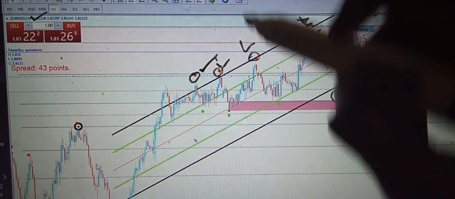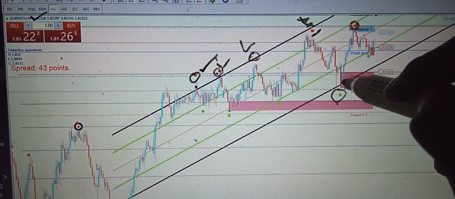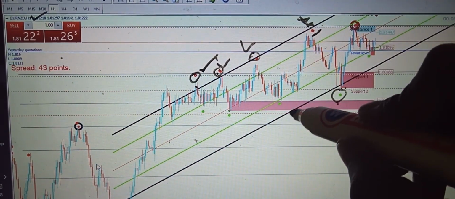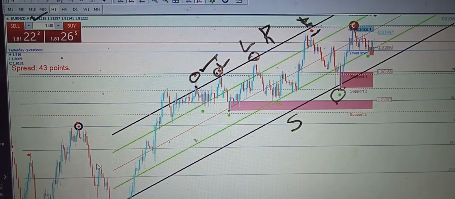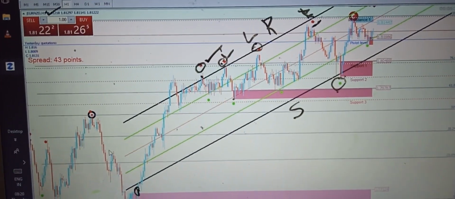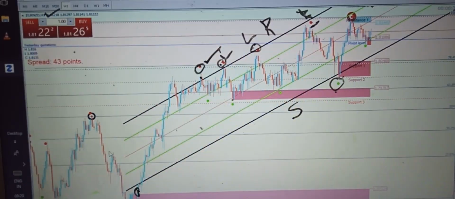Okay, so we're gonna take a sell, a sell, a sell, and then right here we're going to take a buy. The reason is because this is a support level and then this is our resistance level. So that is how simple and easy we can trade the software or the trend lines using this software.